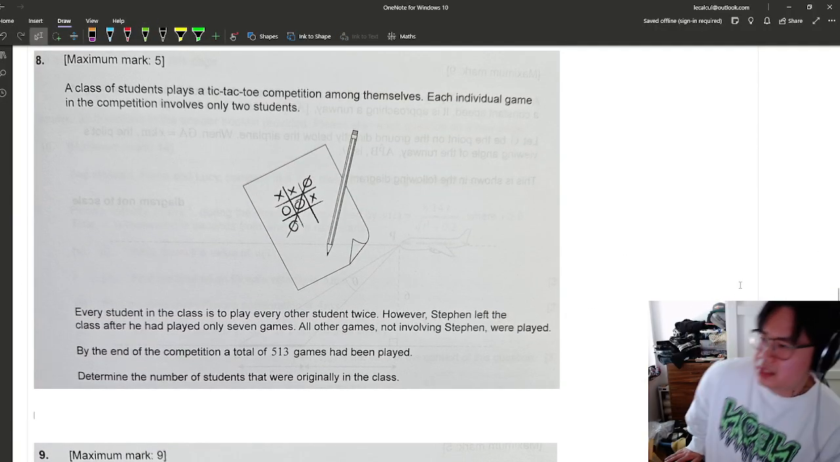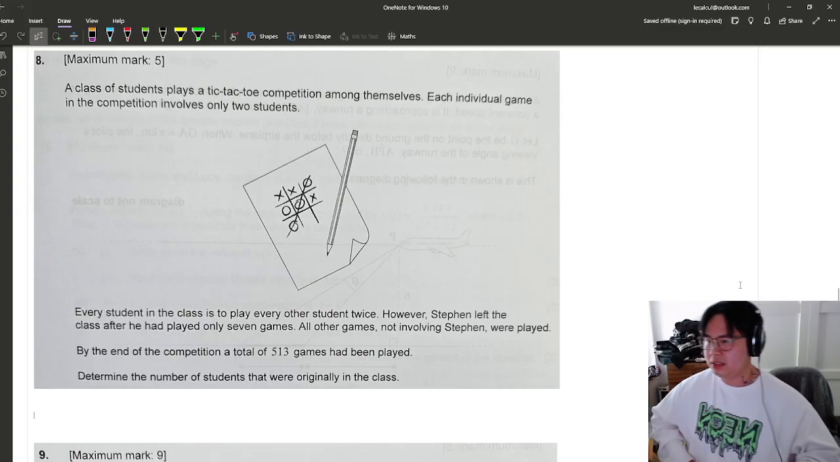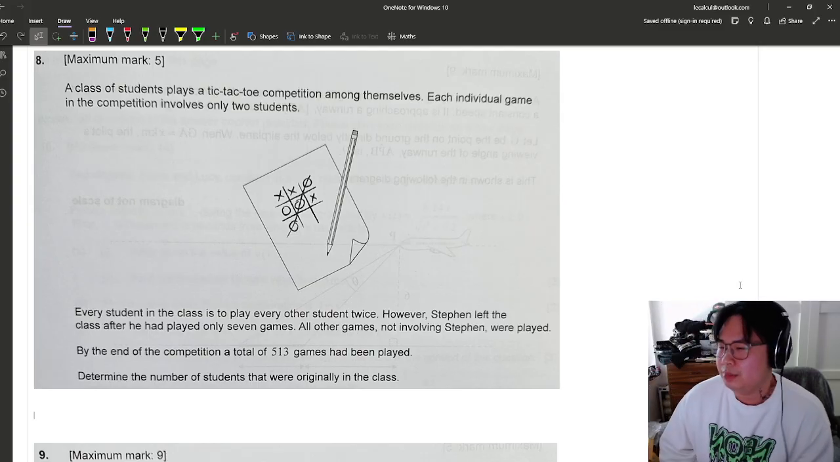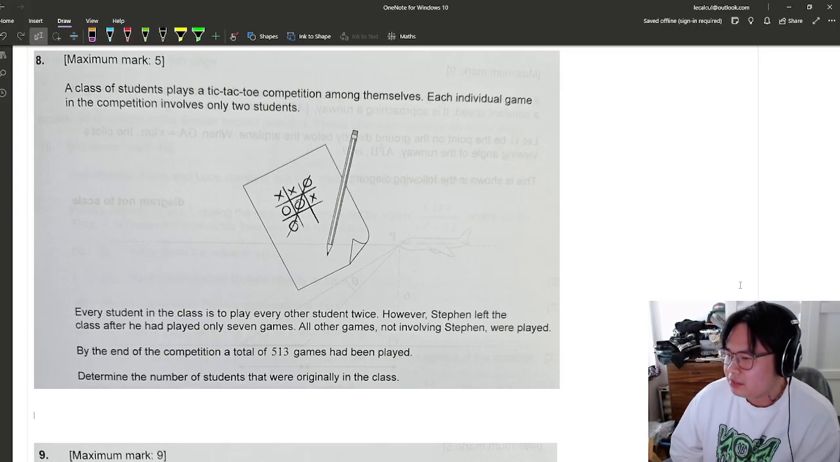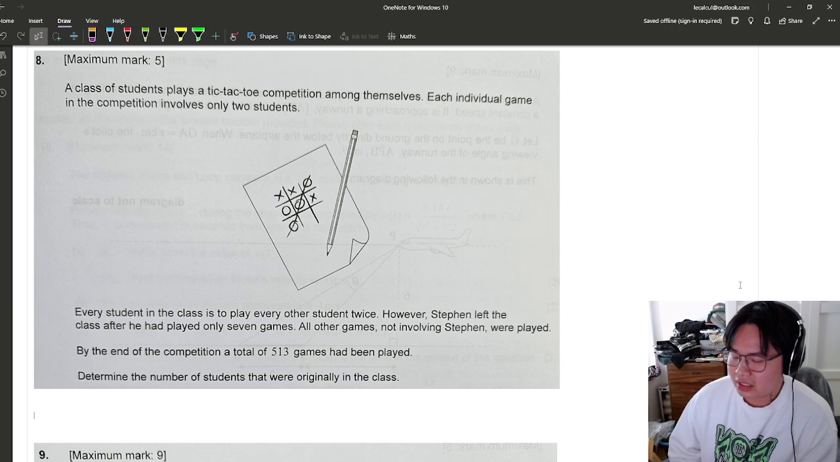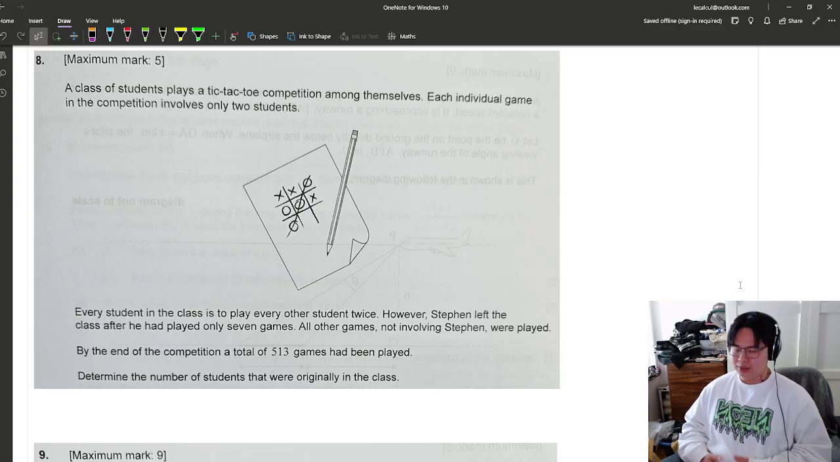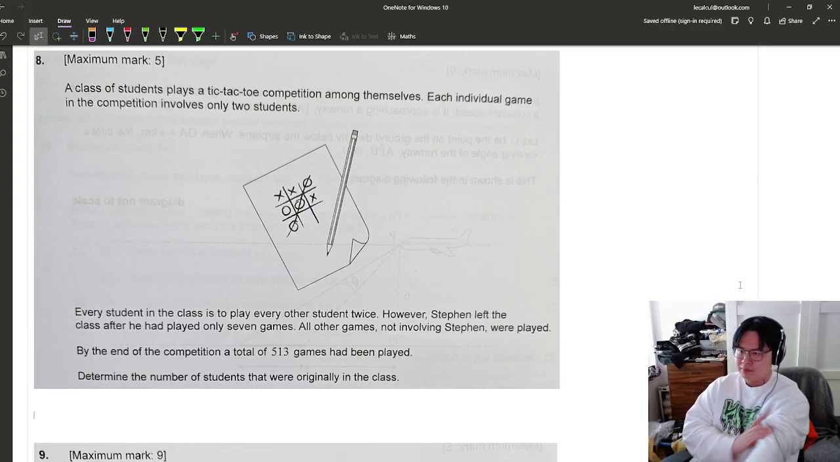Okay, what is this? Question 8. A class of students plays tic-tac-toe amongst themselves. Each individual game is between 2 people. Every student is to play every other student twice. However, Stefan left the class after he only played 7 games. All the other games not involving Stefan were played. By the end of the competition, a total of 513 games had been played. Determine the number of students that were originally in the class.